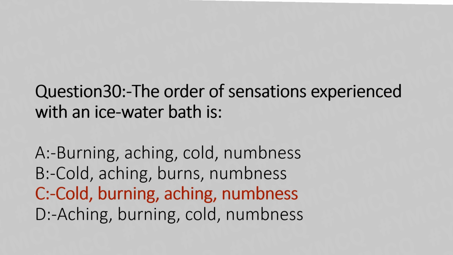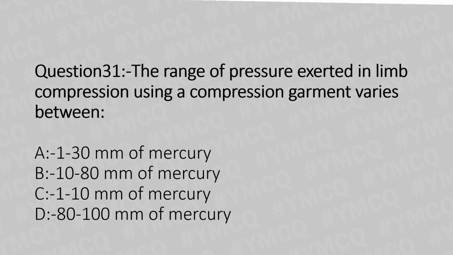Now let's move to question number 31. The range of pressure exerted in limb compression using a compression garment varies between: option A, 1 to 30 mm of mercury; option B, 10 to 80 mm of mercury; option C, 1 to 10 mm of mercury; option D, 80 to 100 mm of mercury. And the answer is option B, 10 to 80 mm of mercury.